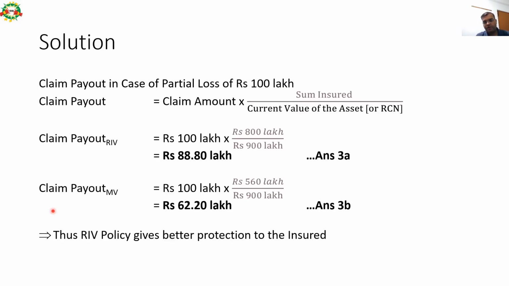However, in case of market value policy, the claim payout will reduce, because here the sum insured has been reduced from 800 lakh to 560. So accordingly, the payout coefficient will get reduced, and he will get 62.20 lakh. So that clearly indicates that RIV policy gives better protection to the insured.